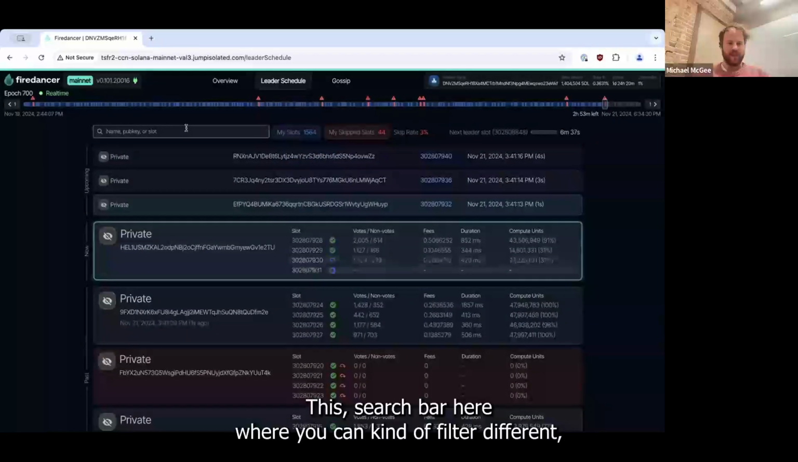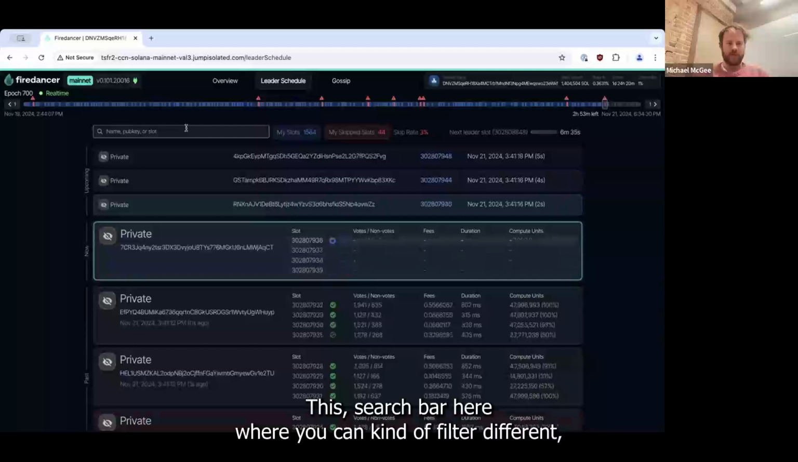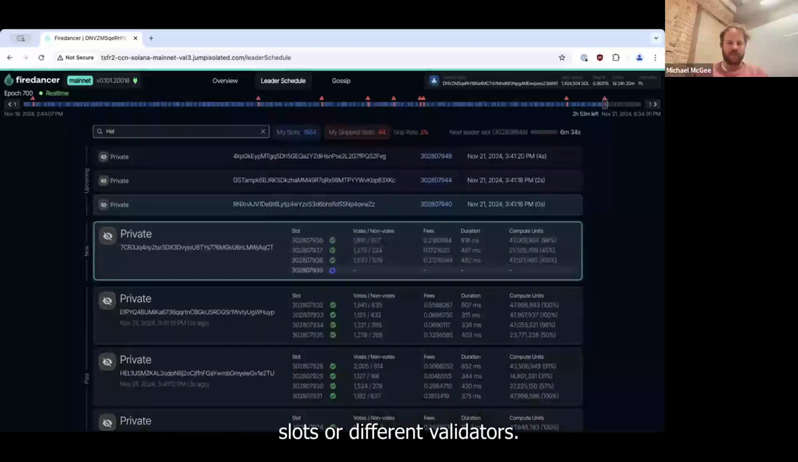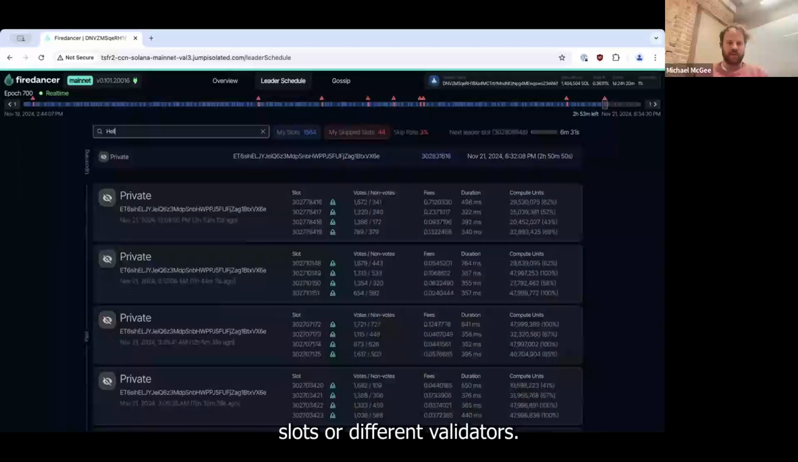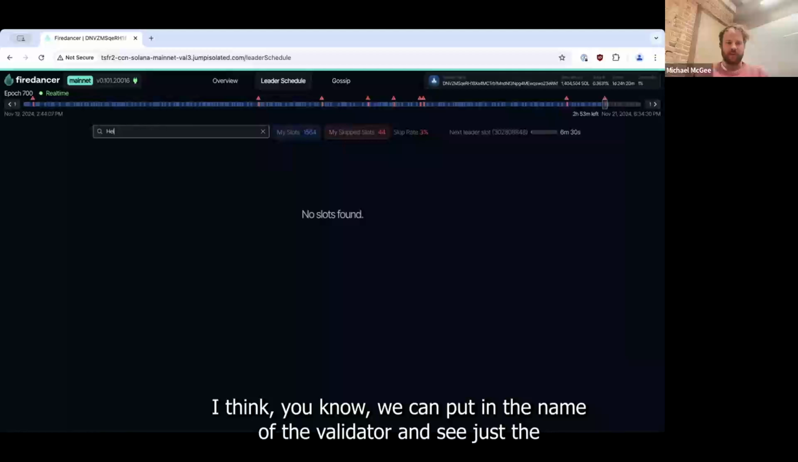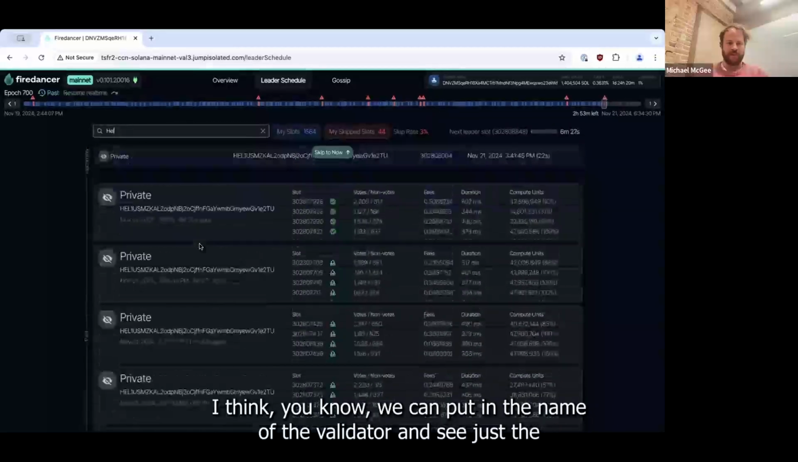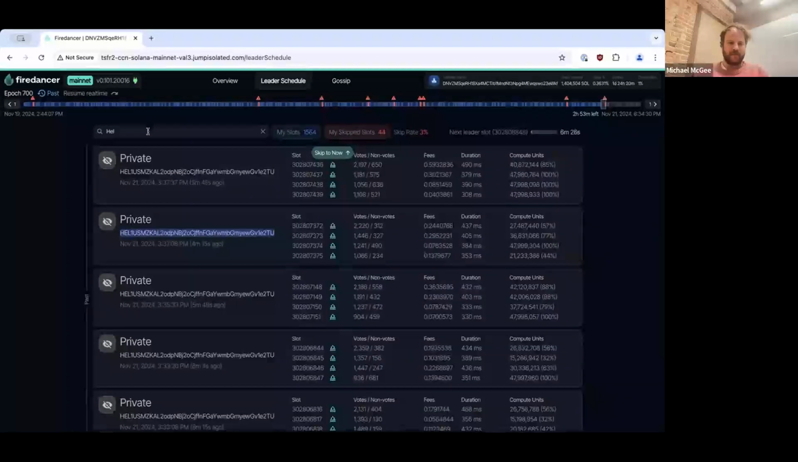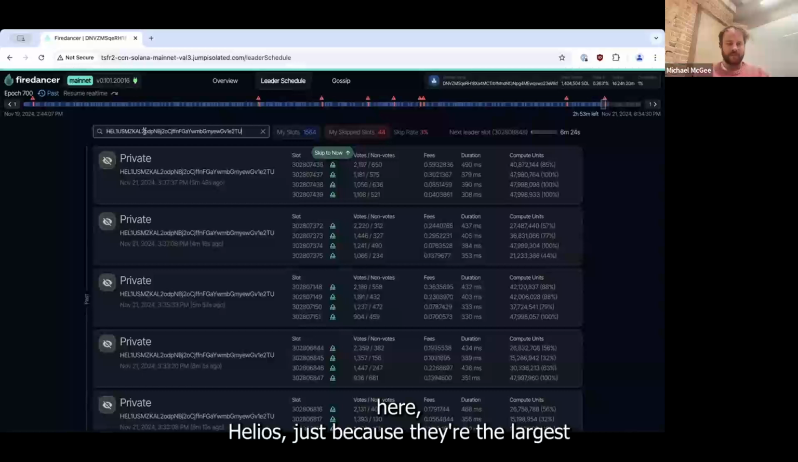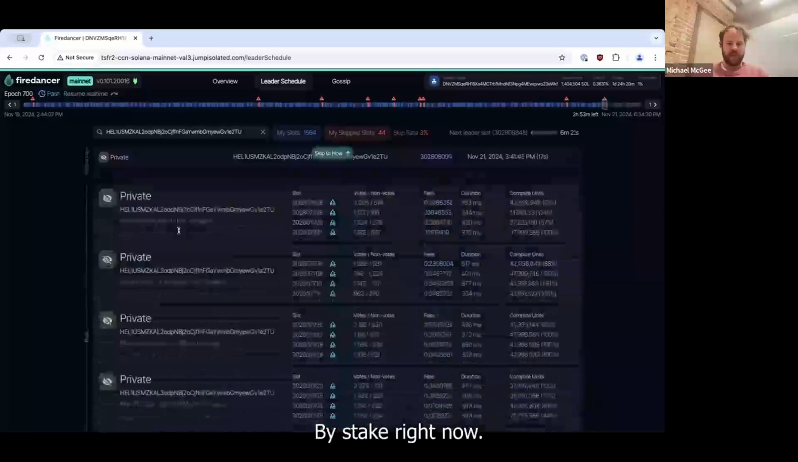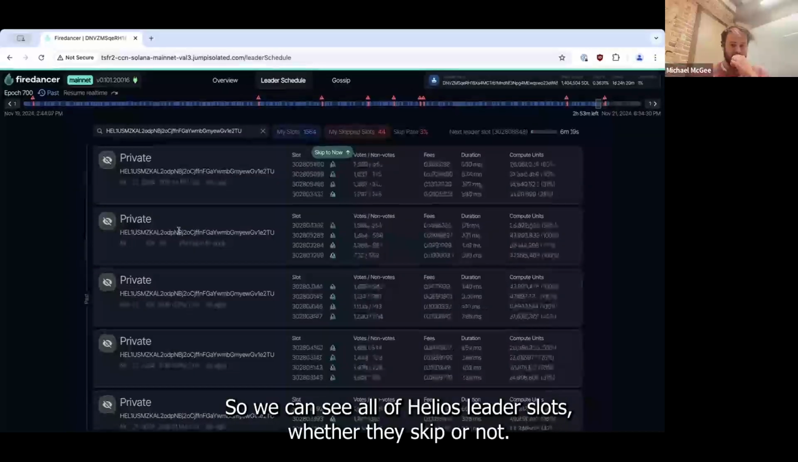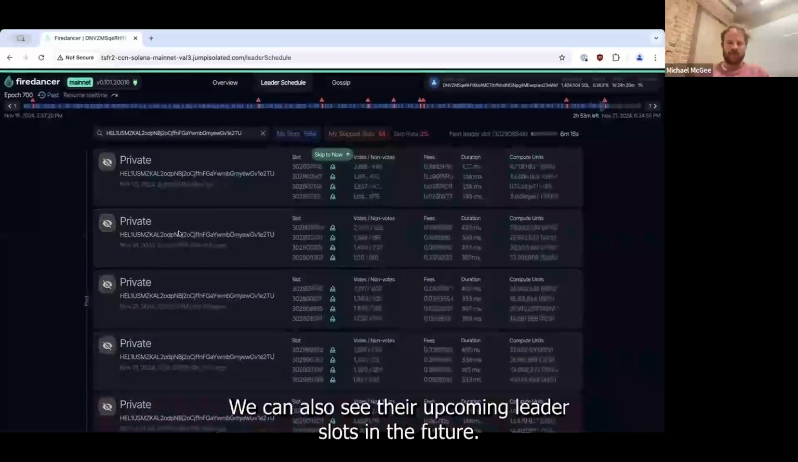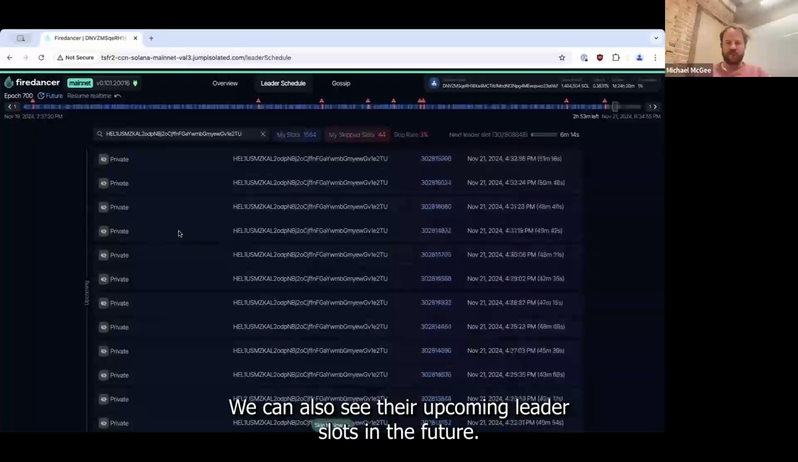And finally, there's this search bar here where you can filter different slots or different validators. I think we can put in a name of a validator and see just, here I'll pick Helios just because they're the largest by stake right now. So we can see all of Helios's leader slots, whether they skipped or not. Yeah, they skipped 1. We can also see their upcoming leader slots in the future.